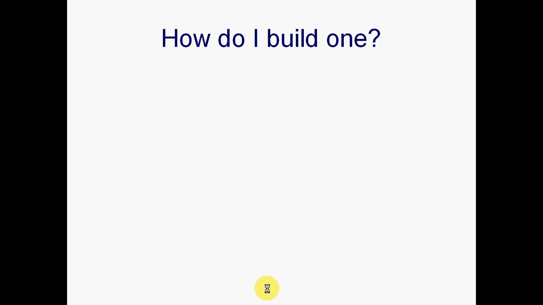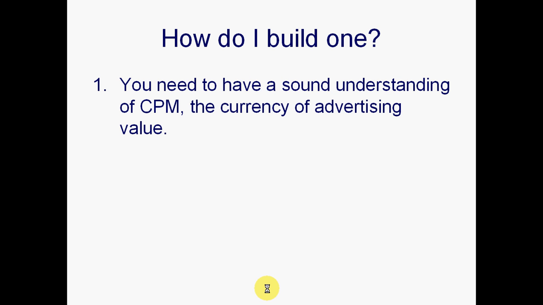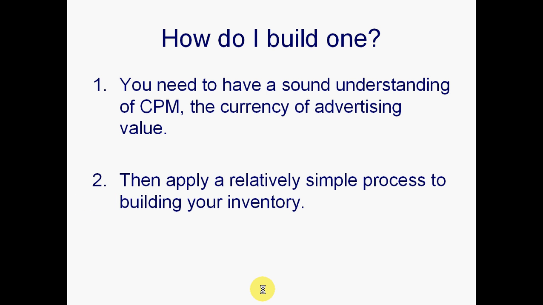So the next question becomes, how do you build an inventory of assets? Okay, so there's 2 things. You need to have a sound understanding of CPM, which is the currency of advertising value. Very important that you understand how to calculate that. And then we just apply a relatively simple process to building our inventory. You can make this process as complex as you like, but the one we show you is fairly basic and it can be further developed from there.